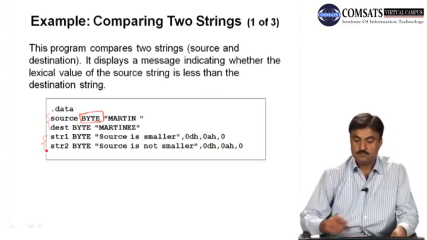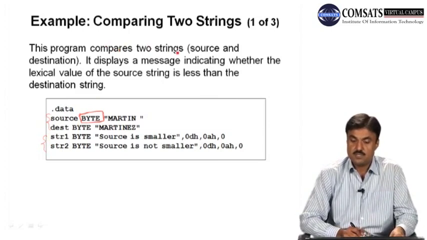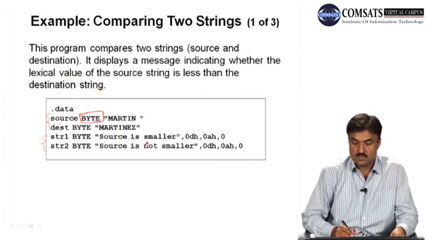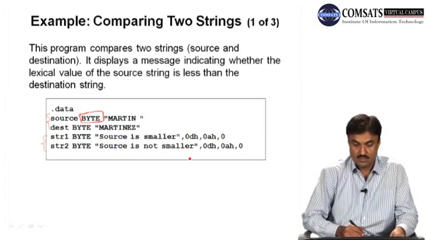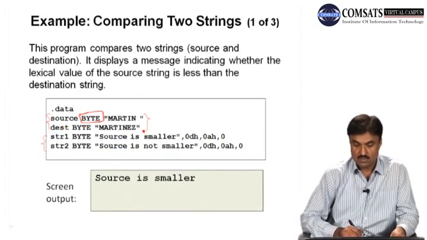So what we are going to do is write a program that compares two strings, source and destination. It displays a message indicating whether the lexical value of the source string is less than the destination string or not. So either 'source is smaller' will be displayed, or 'source is not smaller'. When you compare these two, definitely source will be smaller.